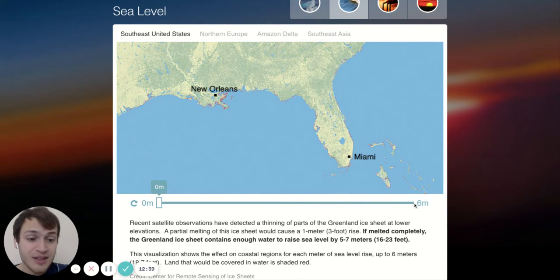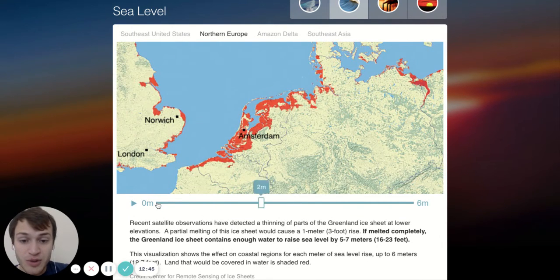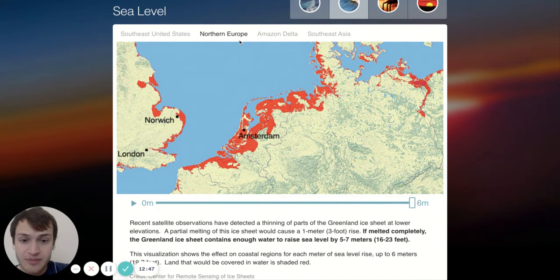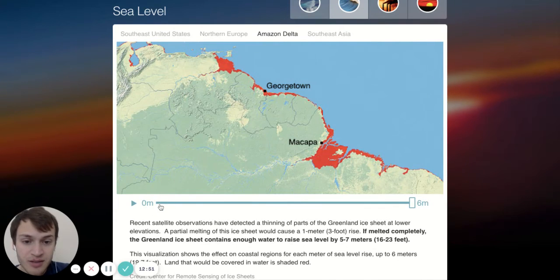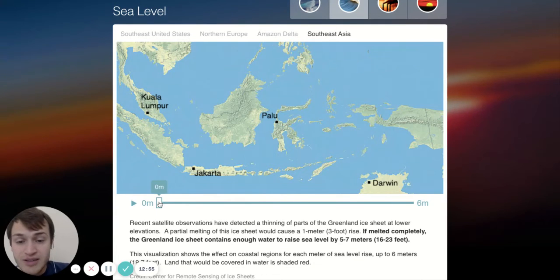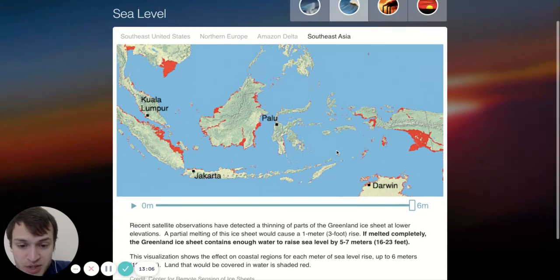And that's because this isn't just a problem that New Orleans and Miami are going to face. It's the same thing in Northern Europe. A lot of Europe's underwater. Same thing in the Amazon. Large chunks of Brazil are underwater. And same thing in Southeast Asia. Although these mountain islands are probably mostly pretty safe. Yeah, so this is pretty serious.